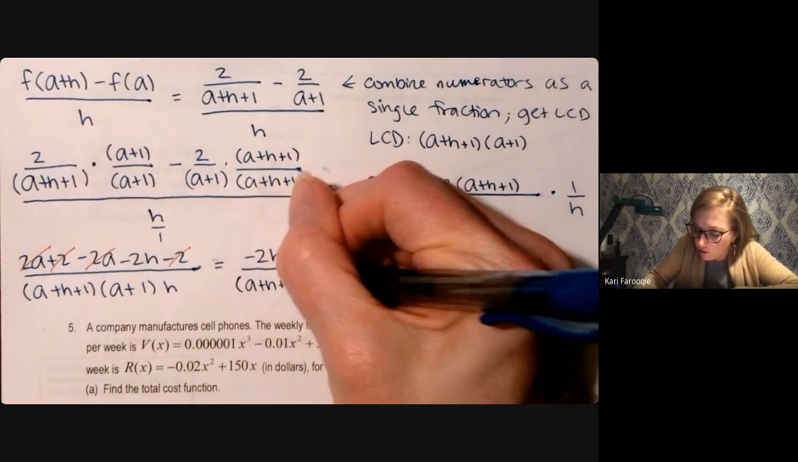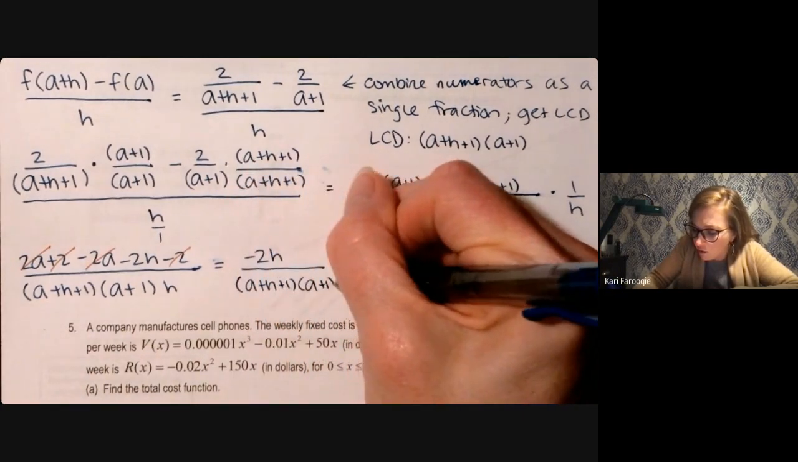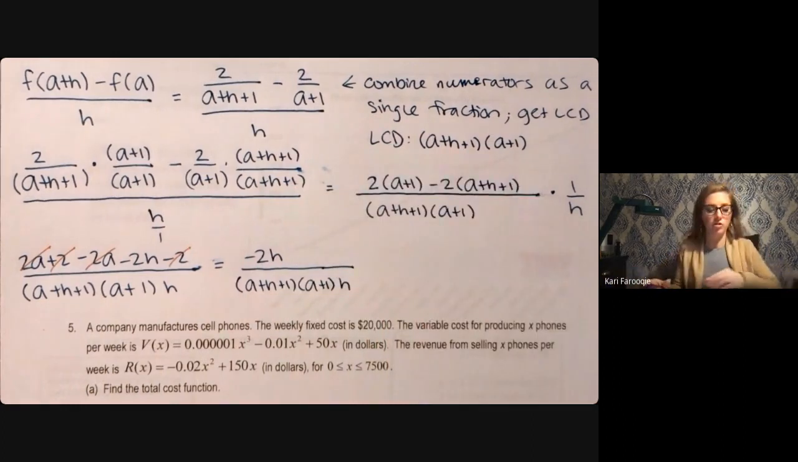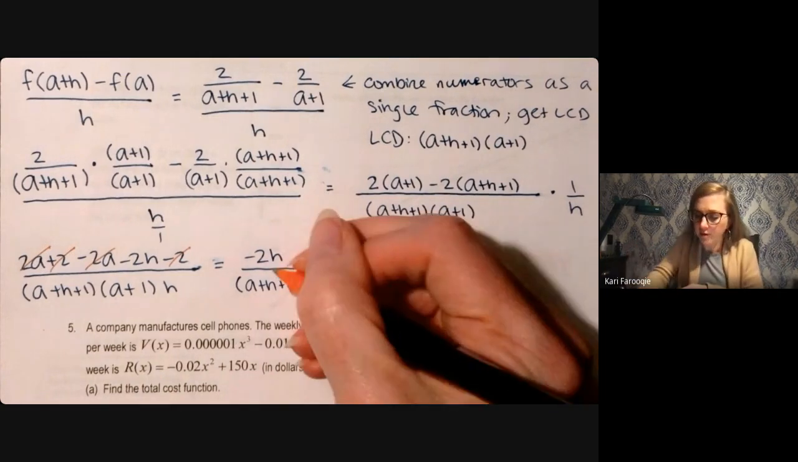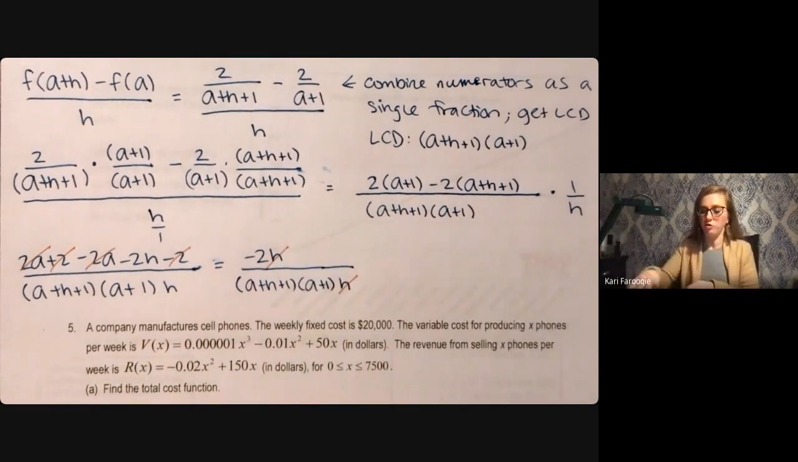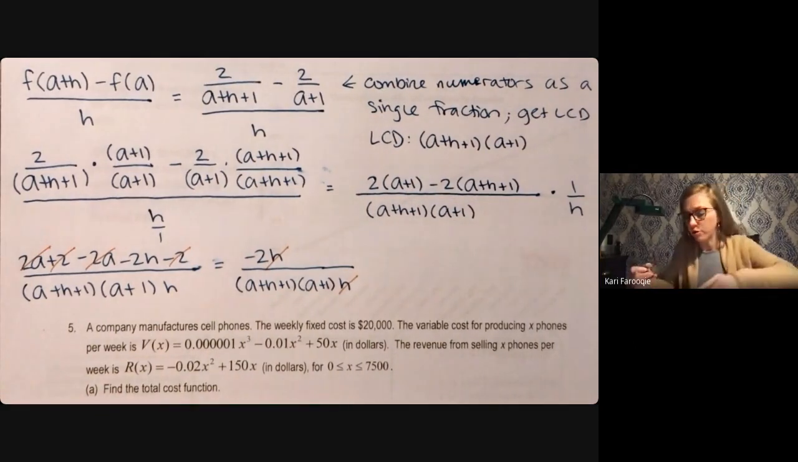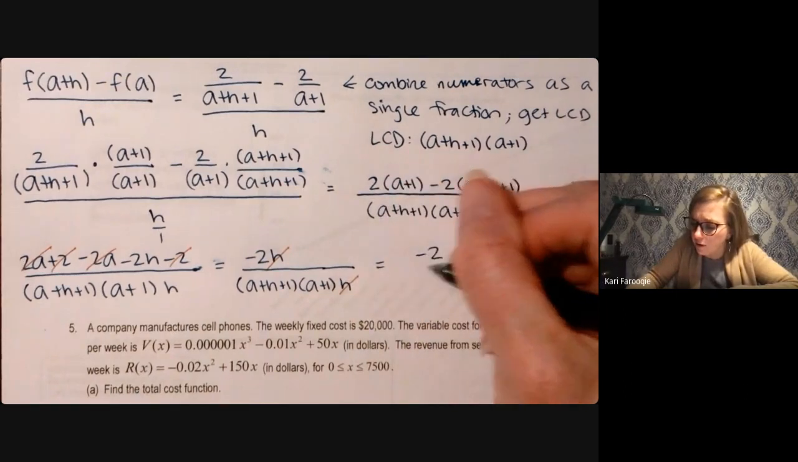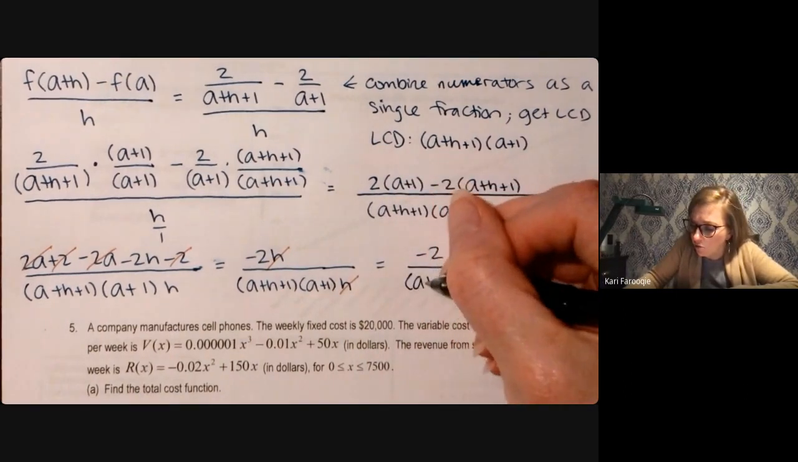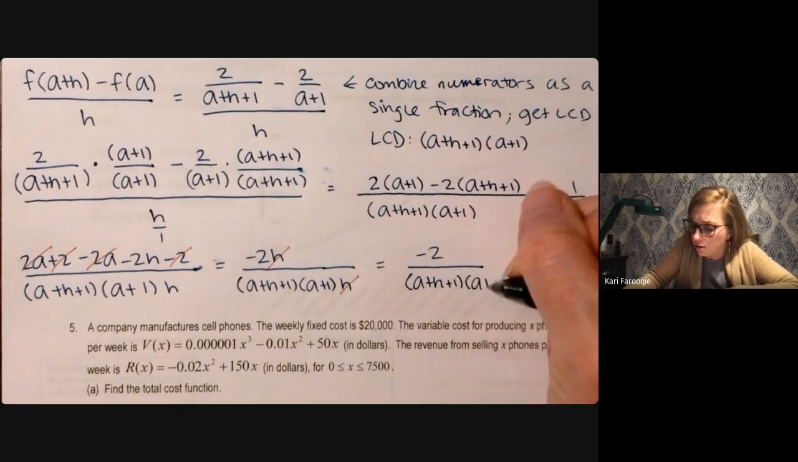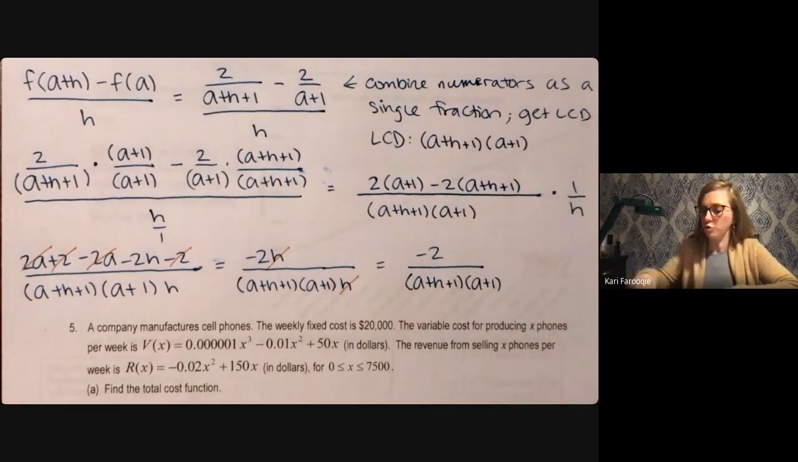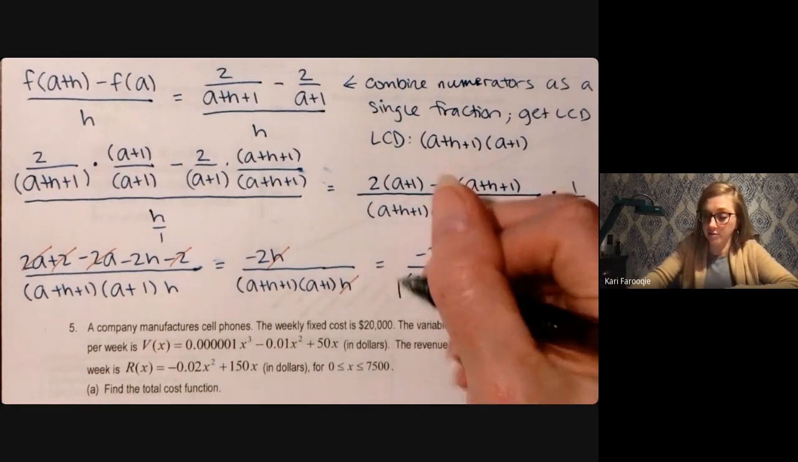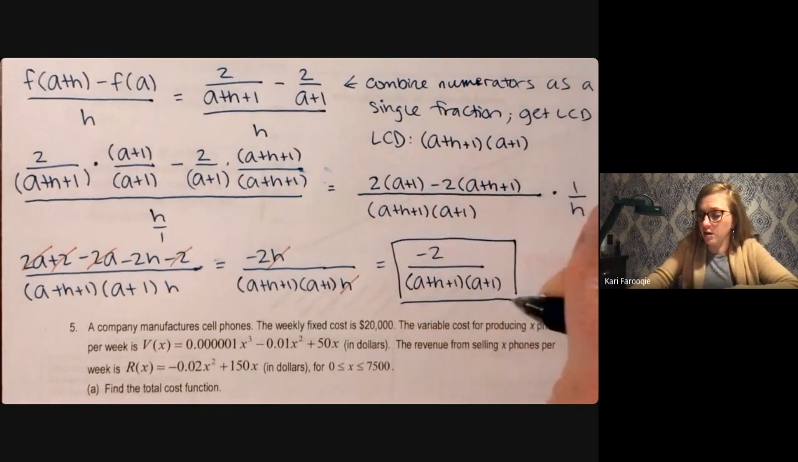A plus h plus 1 times a plus 1 times h. And once you get to that point, you're like, okay, got it. There's clearly a common factor of h. We know it's a common factor because it's just getting multiplied by all the other factors in the denominator. And we'll simplify this one more time as negative 2 over a plus h plus 1 times a plus 1. Don't bother expanding that. It's good just like this.